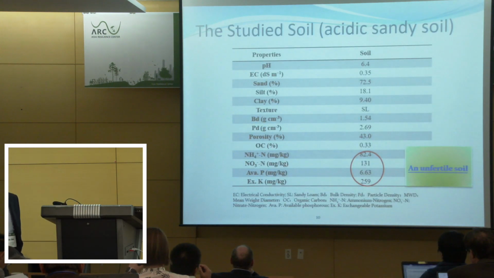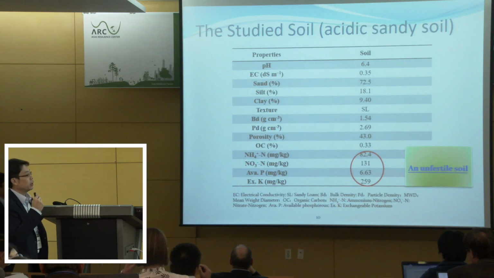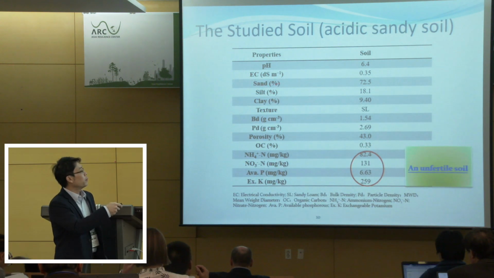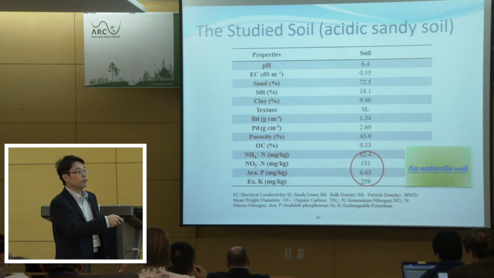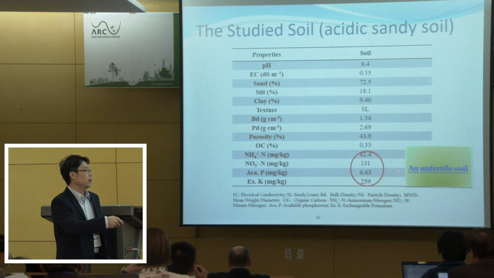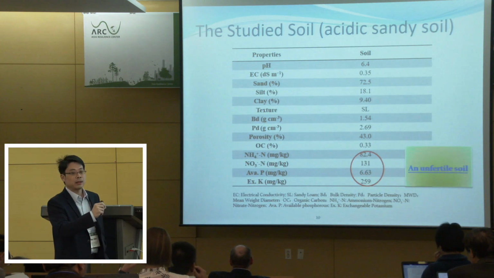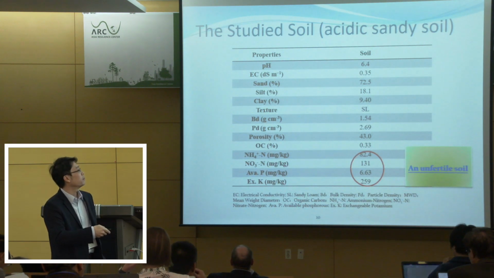Let's take a look at the soil I chose. I chose a sandy soil. You can find that the sand percentage is very high and the organic carbon is very low. It's a very unfertile soil, low in organic nitrogen, low in phosphorus, but slightly high in potassium.